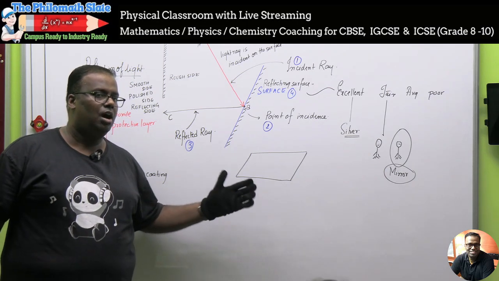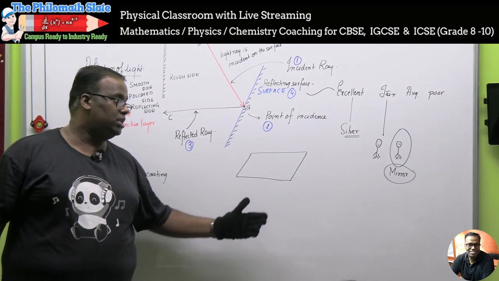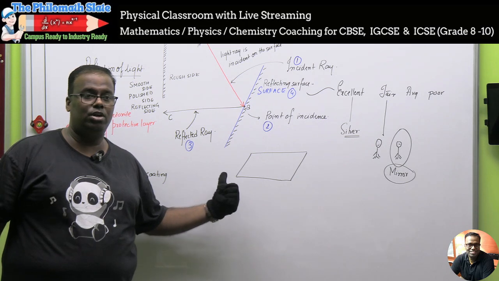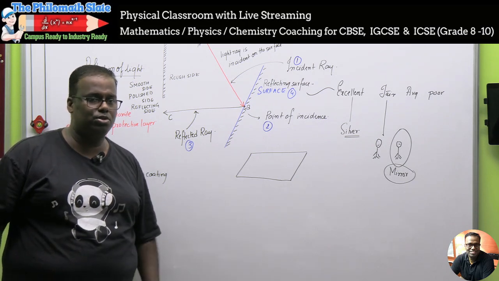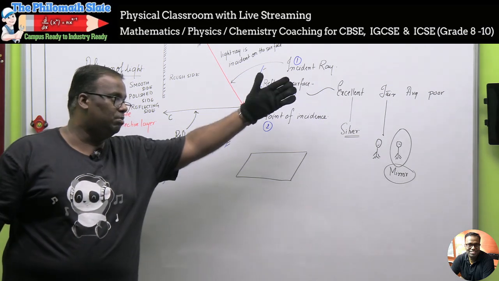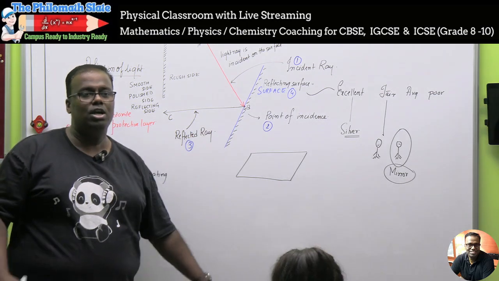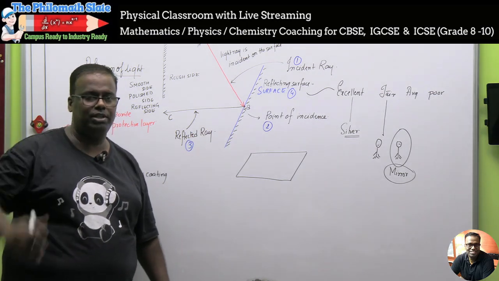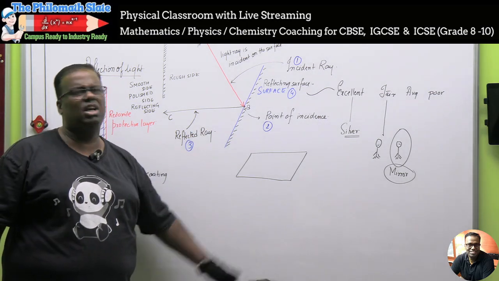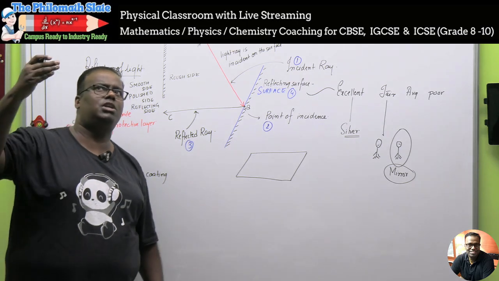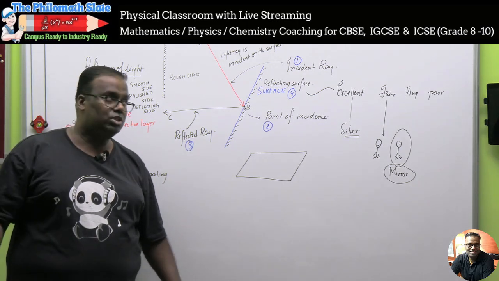Then we said how do you see things? Then to see things, when you came to the source of light, you learned about luminous source and non-luminous source. Before going there, you also learned what is the concept of a ray of light, what is the concept of a beam of light. Then we also learned about transparent, translucent, opaque. After that, what did we learn?